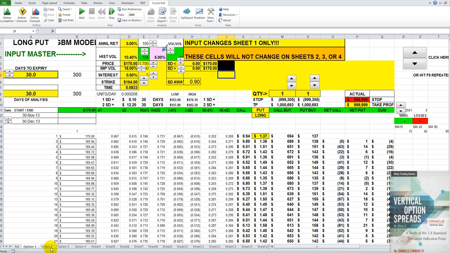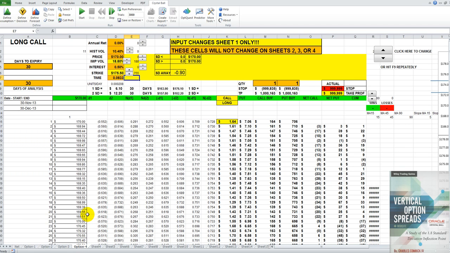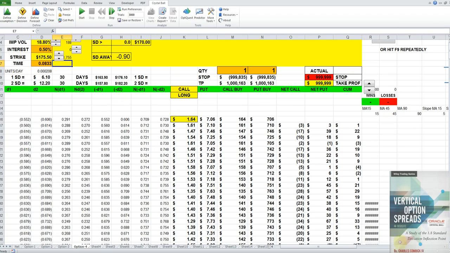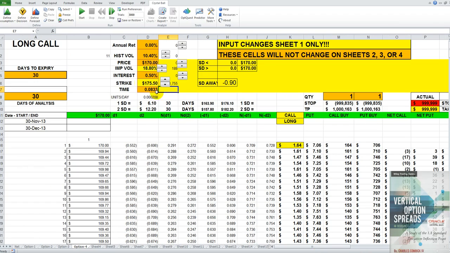The next sheet, well, let me approach this another way. We also then covered tab options 2, 3, and 4. And you might remember now, if we go all the way over to tab option 4, that's going to be our long call. So 1 and 4 are kind of corners, if you will. Long put on option 1, long call on option 4 sheet.